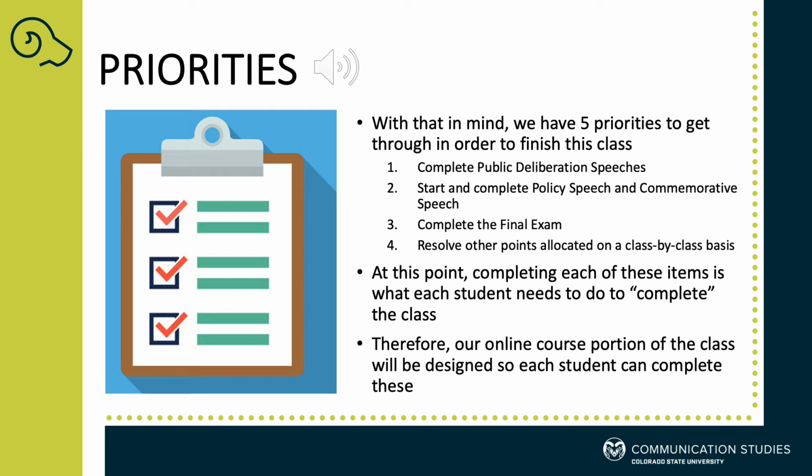Number three, everybody in the class needs to take a final exam. And number four, you have a few other points that have been allocated by individual instructors across the semester in their individual sections. Those points need to be reallocated to make sense in the online class, and you'll hear more about that from your individual instructors. So this is what we're going to shoot for, and the online class is designed to do just that.